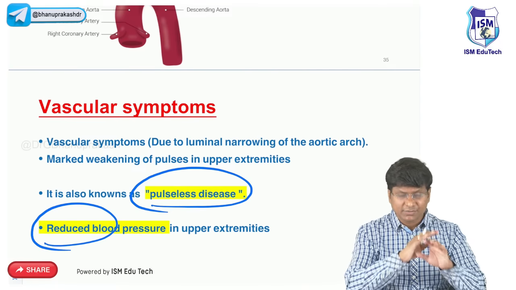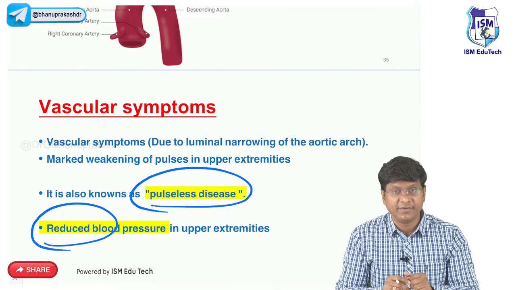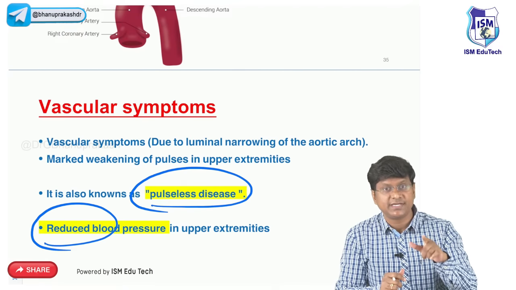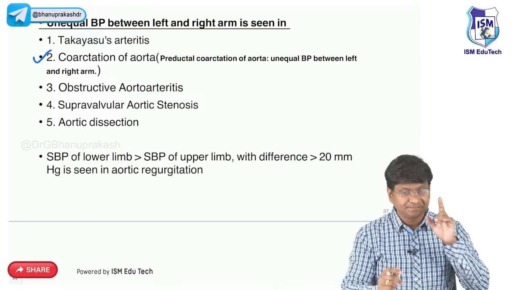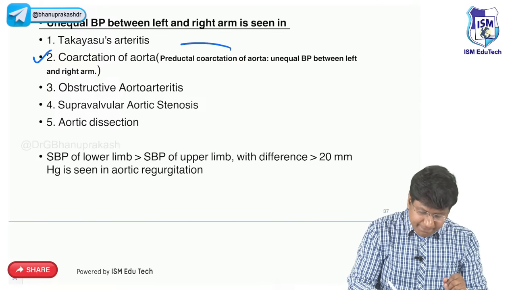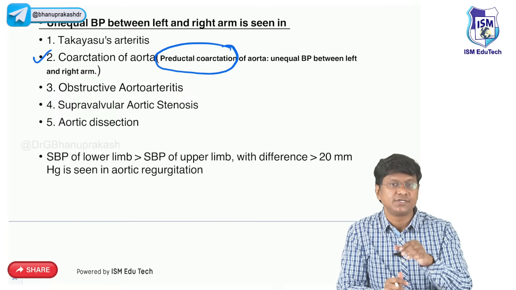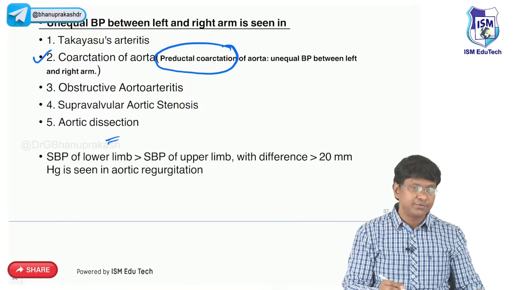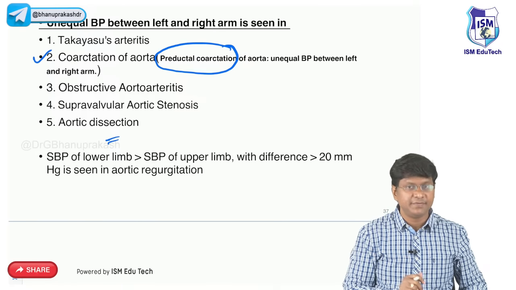Now, there are many other conditions where you have unequal blood pressure between the right as well as left arm. One example is your Takayasu arteritis. Next to Takayasu arteritis, the other conditions are the coarctation of aorta. But the only thing you need to remember is this coarctation should be preductal. Okay, preductal coarctation of aorta. And the other conditions are obstructive aortoarteritis, supravalvar aortic stenosis, and aortic dissection. So these are the conditions where you can have unequal blood pressure between the two arms.